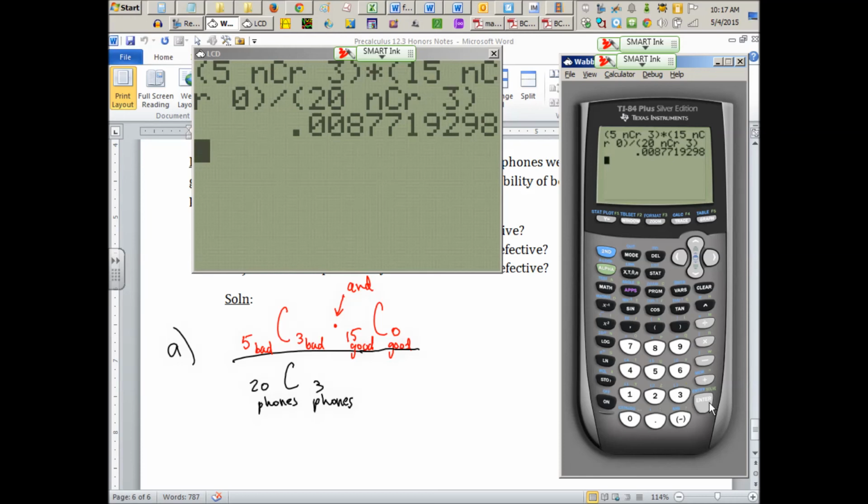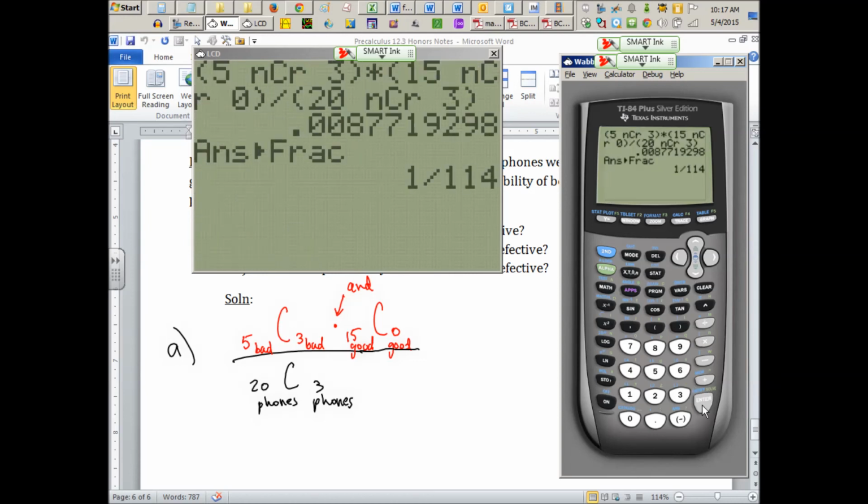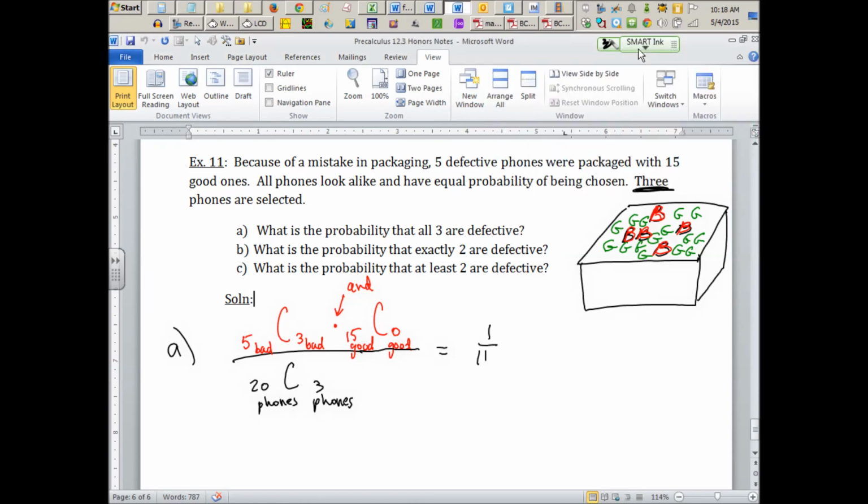0.00877, or if you press math, fraction, it's 1 out of 114. So I always like the fraction better. I just feel like my answers are more accurate, you know. I hate rounding. I always feel like I'm throwing away something important.